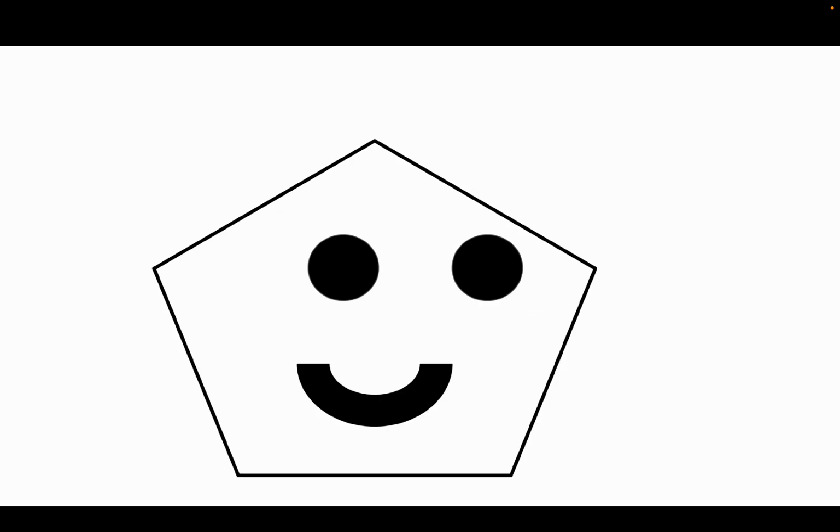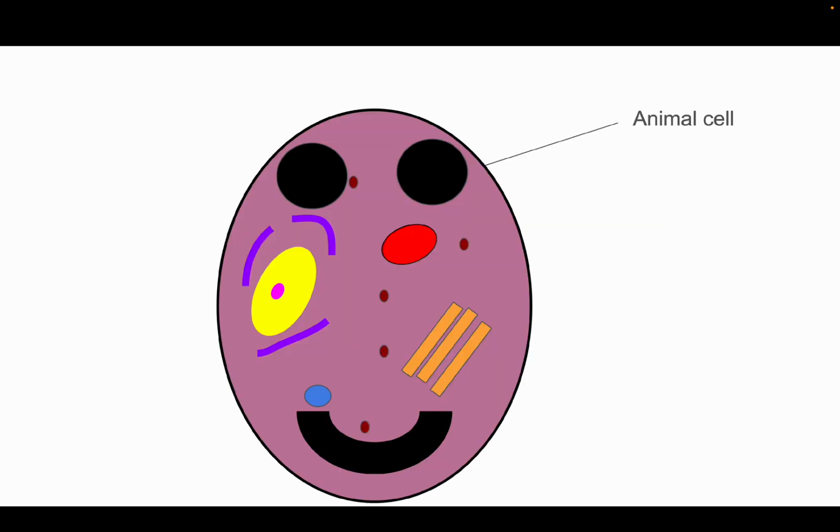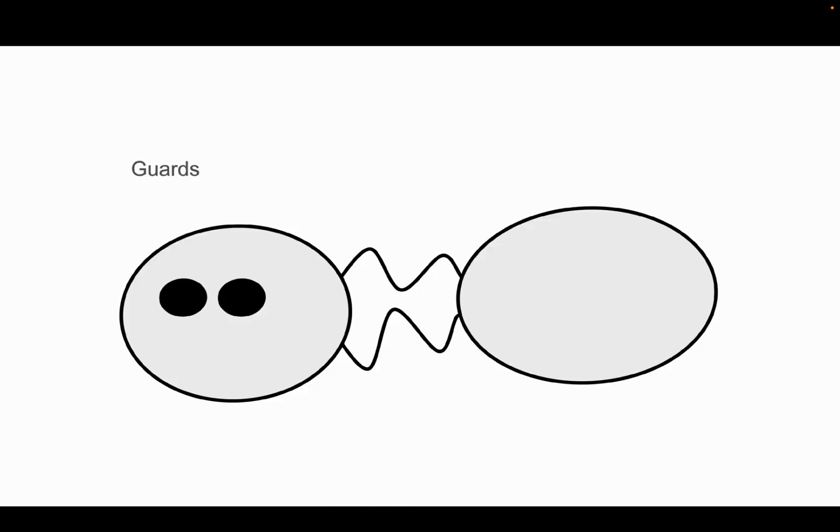This is a monosaccharide. It comes from carbs. It finds a girlfriend. Her name is oxygen. For some reason, they decide to go to the animal cell. To get through the cell, they must pass through the guards. For some reason, the nerds decided to give him a long mouthful of a name, the phospholipid bilayer.